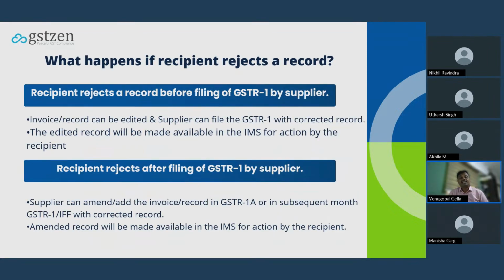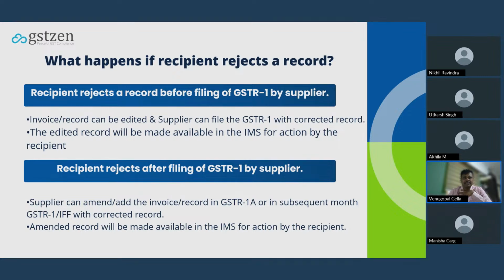What happens if the record is rejected? Rejection could be of two types: by mistake, or you don't want the record to be handled. Error is human, right? If it is by mistake, then you have to go back to the supplier, asking him to restate the record. Now, how will the supplier restate?